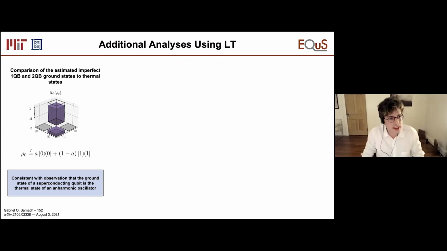So one analysis we did was to compare the estimated imperfect single qubit and 2-qubit ground states to thermal states. While in our state characterization, we left these as arbitrary density matrices, in superconducting qubits, we know that they should be well described as thermal states of an anharmonic oscillator. So here we can ask, okay, how well is our extracted state described by just a thermal state? So an incoherent mixture of 0 and 1 with some finite probability of measuring it in the 1 state. And we find that our results are very consistent with this description of the ground state as a thermal state.